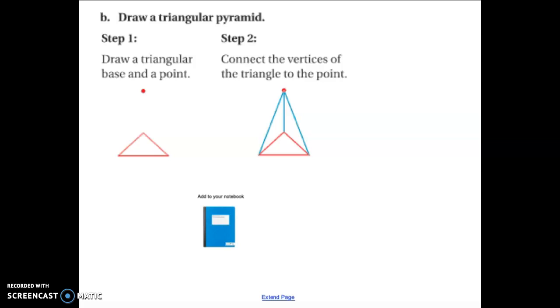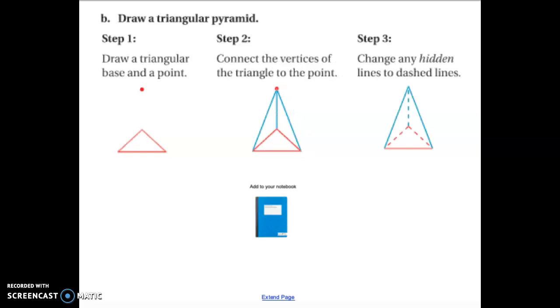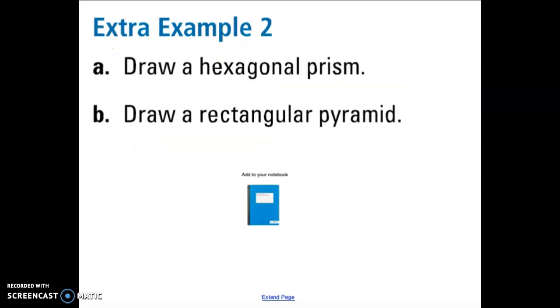So in doing that, we're going to draw that, and look at that. We've got a triangular pyramid taking really good shape. Now the only thing we want to do is think about which lines would be in the back. So we want to make those dotted lines. Your turn to draw a couple on your own.